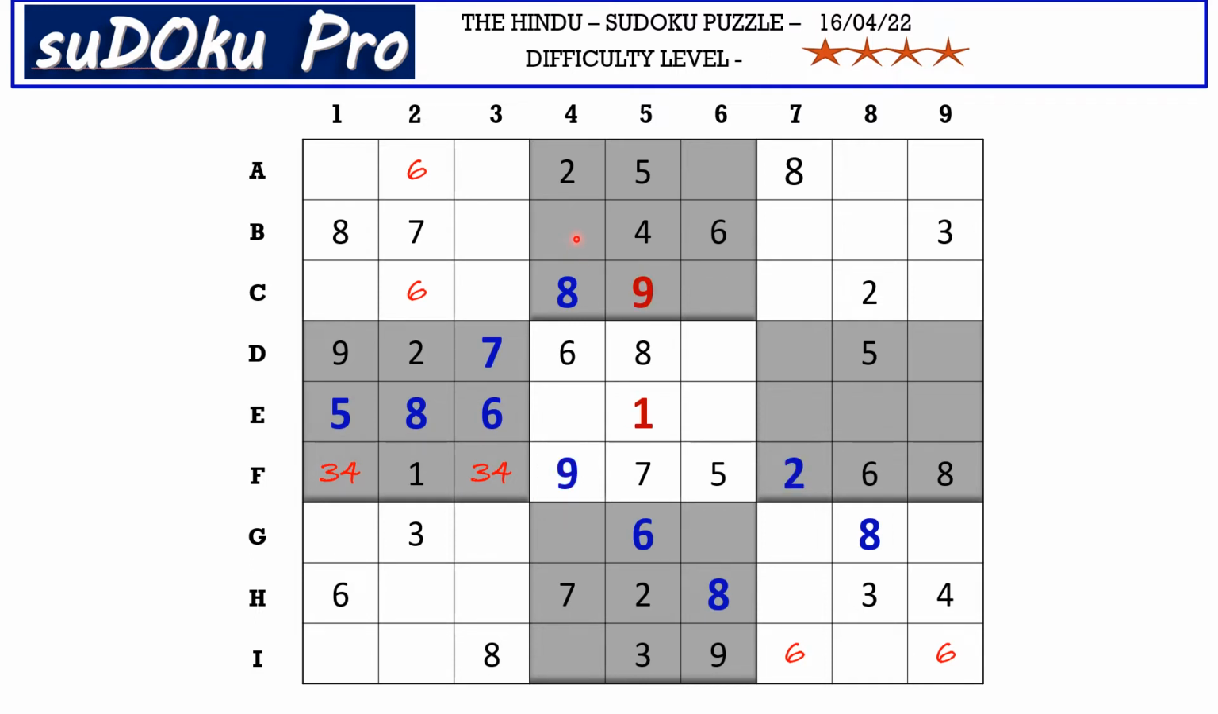In second block, you have only 3 empty cells and the missing numbers are 1, 3 and 7. You have 3 and 7 in B row blocking this cell. So B4 takes 1 and 3 and 7 goes in these two cells, that is A6 and C6.